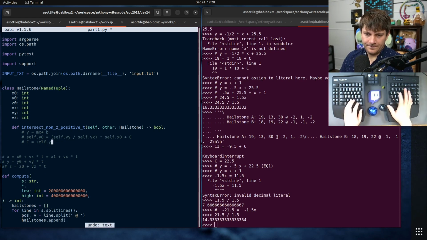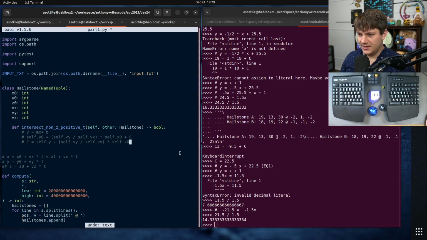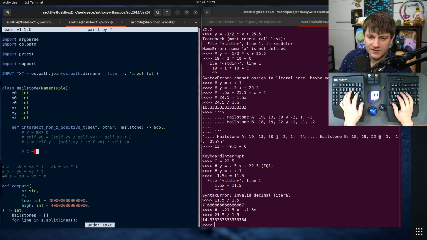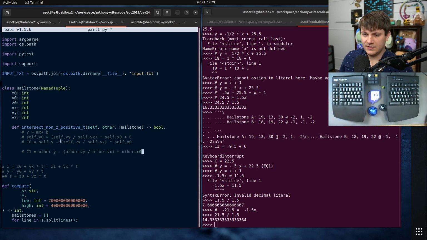Oh, fucking A. I don't know how to do 3D. I don't know how to do 3D equations at all. So I'm going to have to figure that out. That's going to be part 2, almost certainly. Okay, so we also have c equals other.y minus self.vy over self.vx or other. That's how we get that other c1. Solving equations with 3 unknowns.